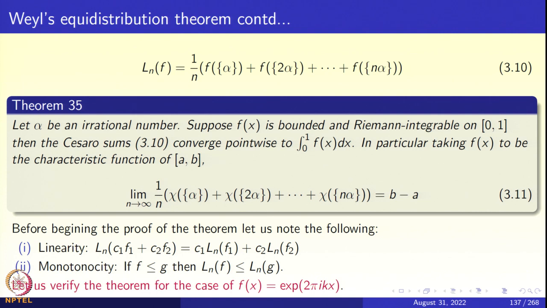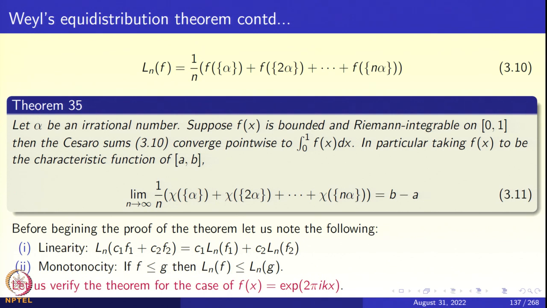The average converges pointwise to the integral from 0 to 1 of f(x) dx. In particular, I could take the function f of x to be the characteristic function of the interval (a, b). Then I get exactly what I want.